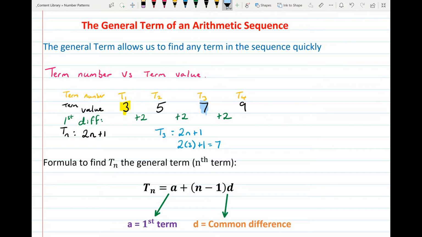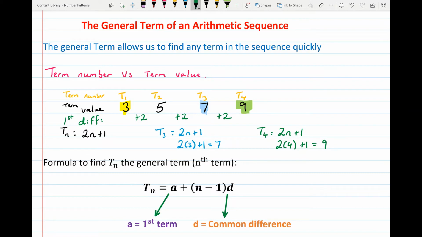What if we were to have a look at maybe term 4? Maybe that will break it. T4 equals 2n plus 1. Let's replace the n with 4 because we're looking for the fourth term in the sequence. 2 times 4 is 8, plus 1 is 9. So that's correct again that the fourth term is 9.